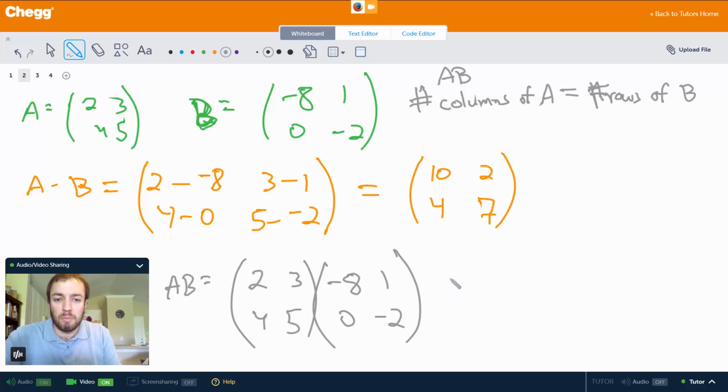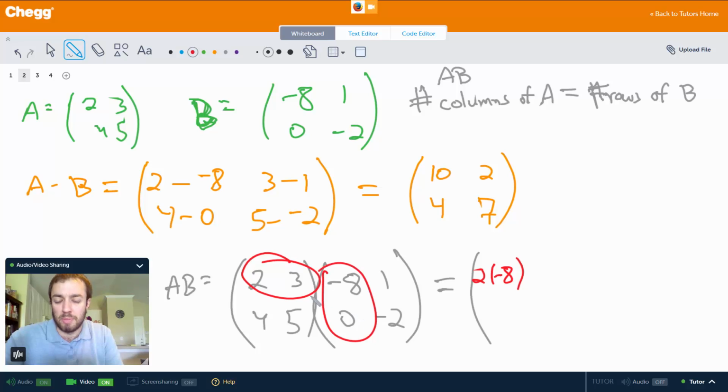Now when we multiply two matrices together, what we're going to do is take the first row of A and pair it with the first column of B. So first row of A with the first column of B. First we do 2 times -8, and then we're going to add to that 3 times 0. Again, first row of A with the first column of B. First we did 2 times -8, now we add to that 3 times 0. So that's all that's going on there. And then what about down here?